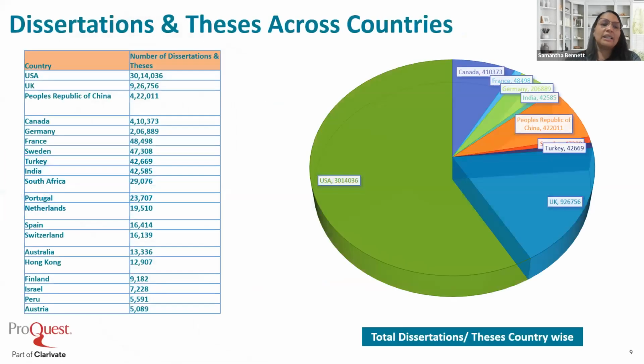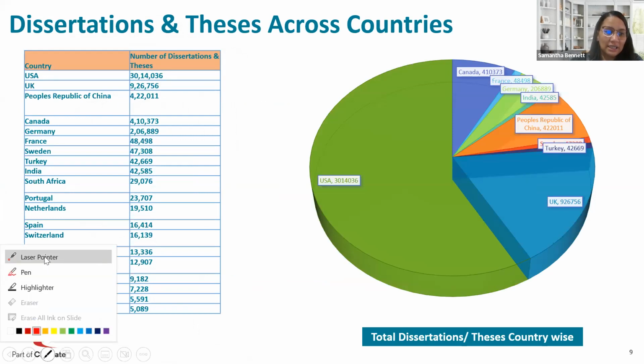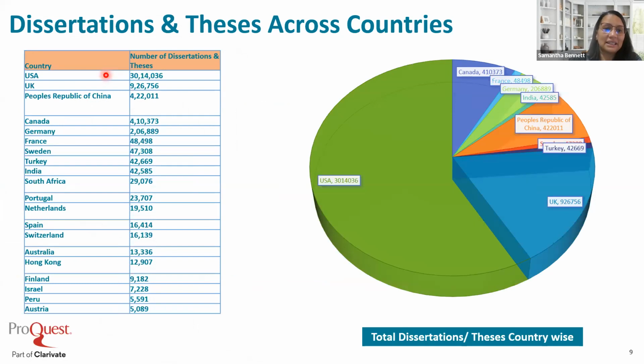Okay. In this particular slide, I'm highlighting some of the details related to countries. As you can see, the USA has a big chunk of the dissertations and theses highlighted here, over 3 million of those. And if we go a little bit down to South Africa in particular, there's about 29,000, which is one of the biggest countries.